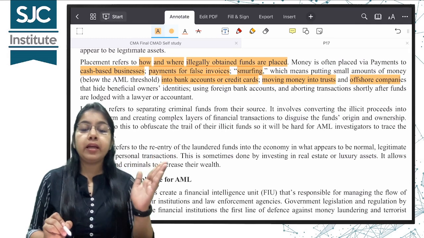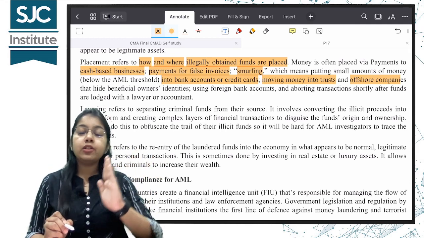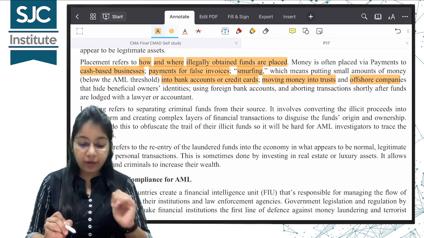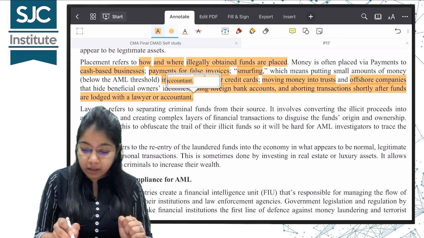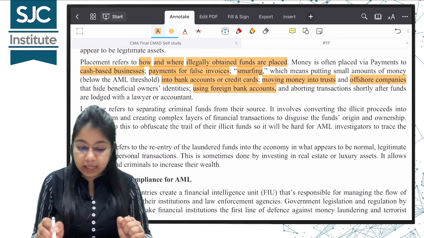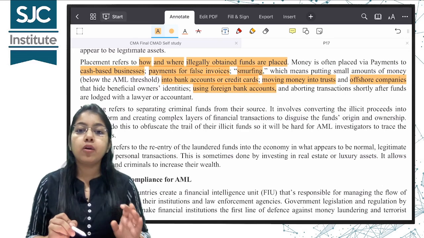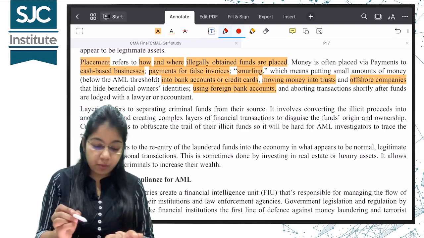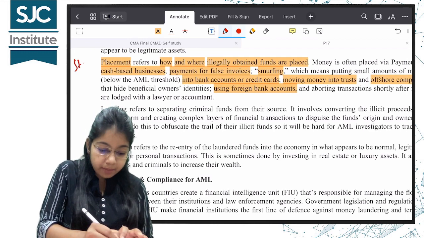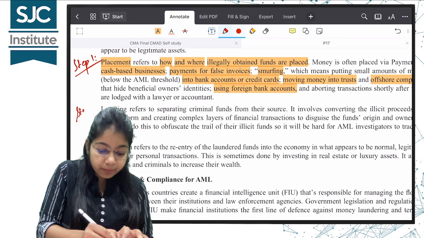Beneficial owner is somebody else and the company is a separate legal entity, we know. The one who is getting the benefit is behind the curtain, right? So hiding them in offshore companies, using foreign bank accounts, and aborting transactions shortly after the funds are lodged with a lawyer or accountant. Clear? This is the placement, step number 1. Step 2 is layering.